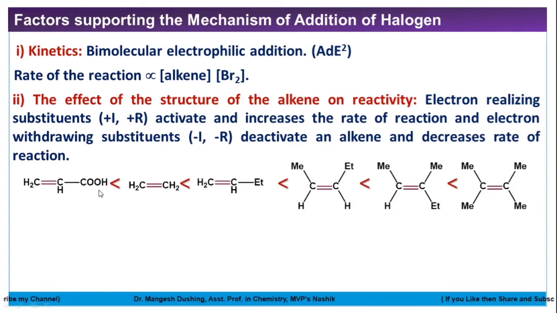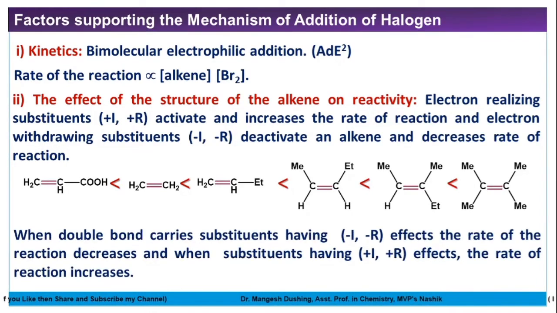Here the rate is very slow because there is a minus I and minus R effect. So this alkene becomes electron deficient and less reactive. While going to the right hand side, the R groups increase. An R group has a plus I effect that increases the electron density in the alkene. So the reactivity of the alkenes will increase.